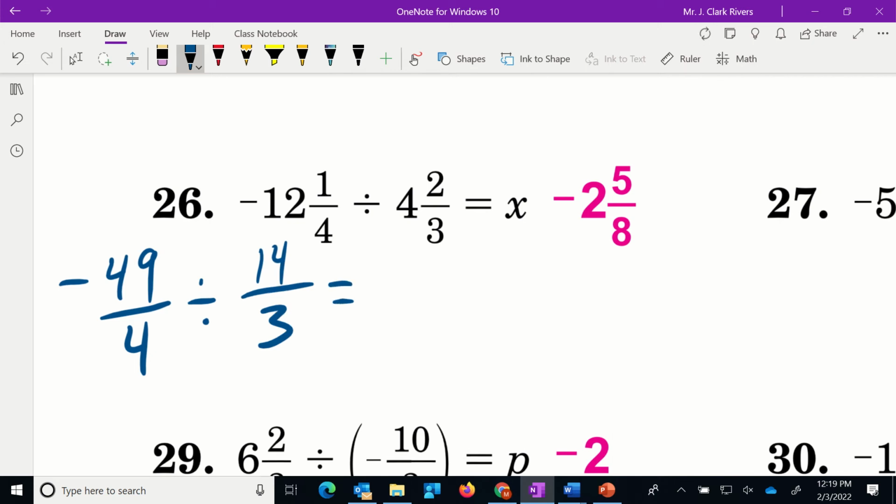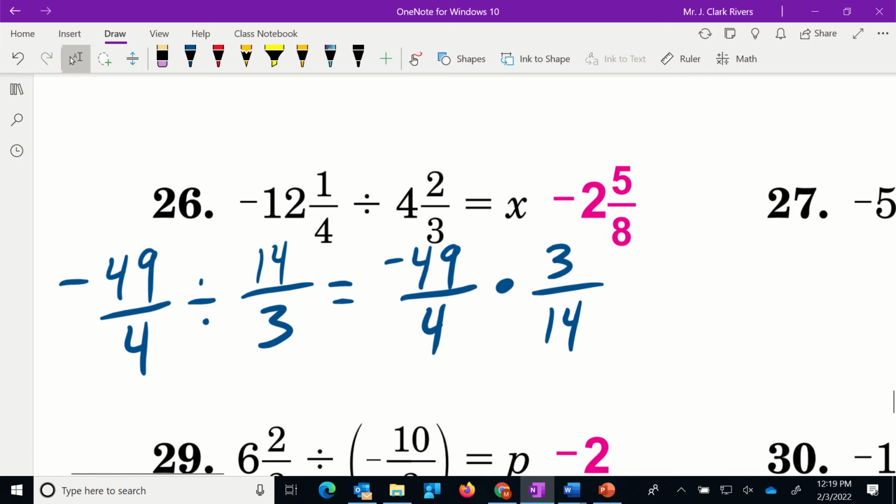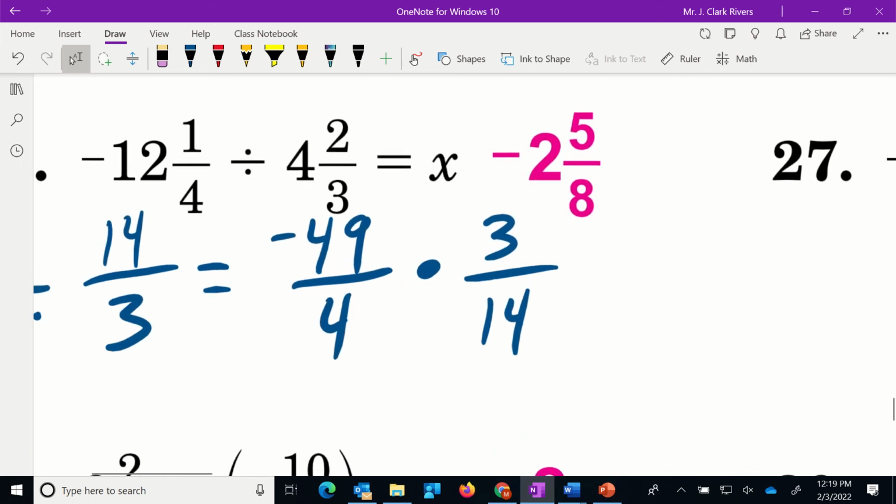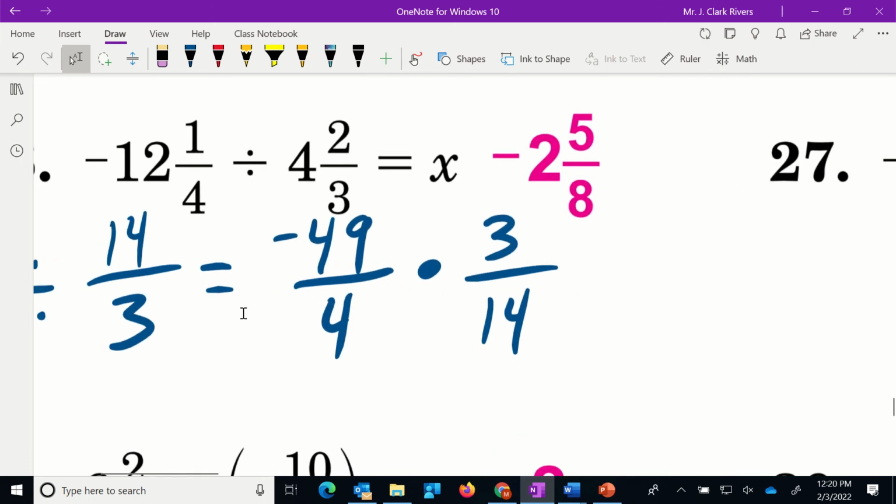And now we keep change flip, right? Keep the first fraction, negative 49/4. Make sure your sign makes it with you. Change the multiplication. And then we need to flip, take the reciprocal of 14/3, and that's 3/14. Okay, now as we look at this, we are looking for common factors among one term in the numerator and one term in the denominator. So what common factor do we have? Carson? 7 goes into 49.